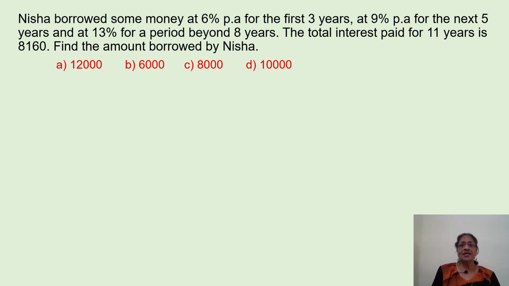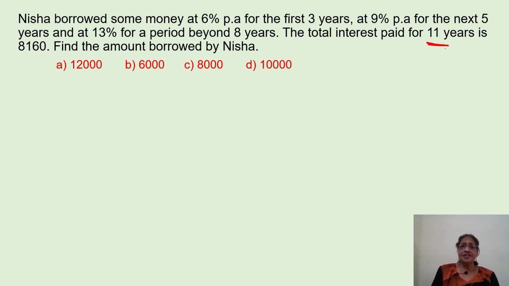Nisha borrowed some money at 6% per annum for the first 3 years, 9% per annum for the next 5 years, and 13% for a period beyond 8 years. The total interest paid after 11 years. Now you see in the sum, we are given something about 11 years, which is going to be important.